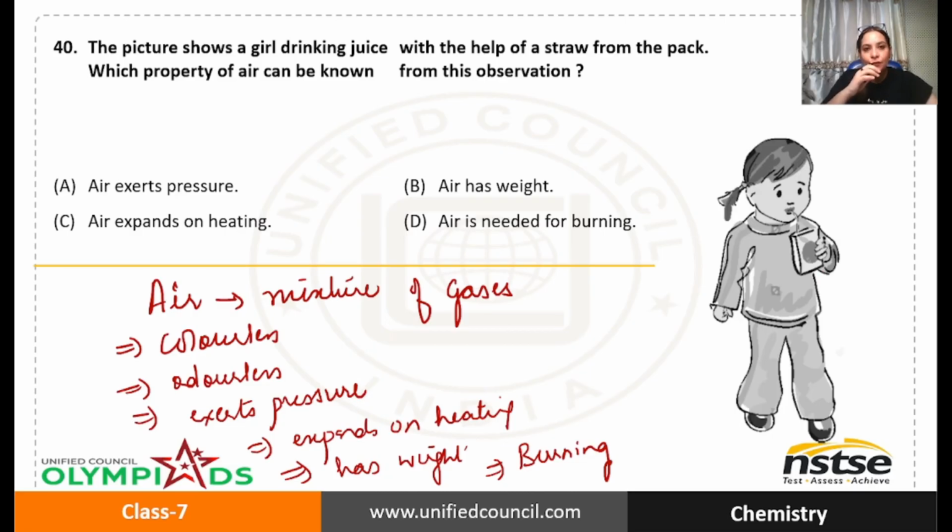But here, when she is drinking from the straw, what happens? When she is trying to drink, she is sucking the air which is present inside, and the air pressure over the liquid helps the liquid to move up the straw. See, this is the liquid here in the pack and this is the straw. So when the girl is sucking, the pressure inside the straw falls. But due to the atmospheric pressure, or the air pressure which is exerted on the liquid, the liquid rises up through the straw. So we'll say that this sucking from the straw indicates that air exerts pressure. So option A is the correct answer.